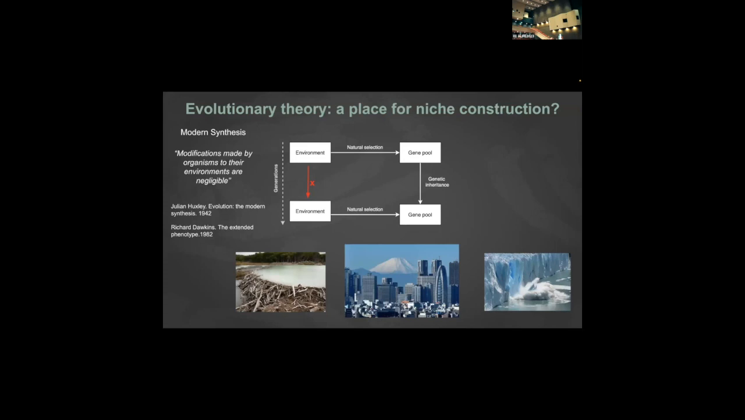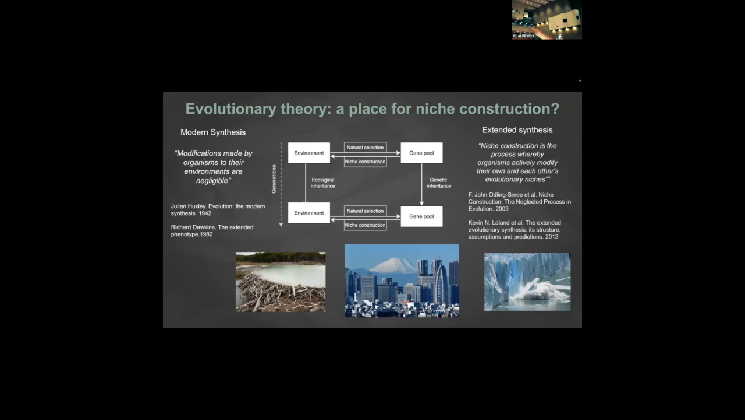And so for the past decades, people have been working on the extended evolutionary synthesis, which, among other ideas in evolution, wants to introduce the concept of ecological inheritance into the evolutionary theory. And so niche construction is seen as the reciprocal process to natural selection, and it is of equal importance.